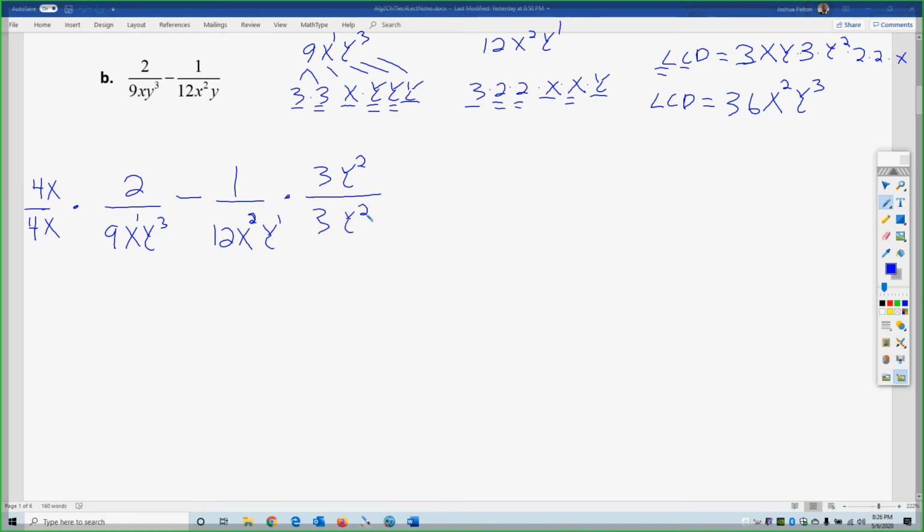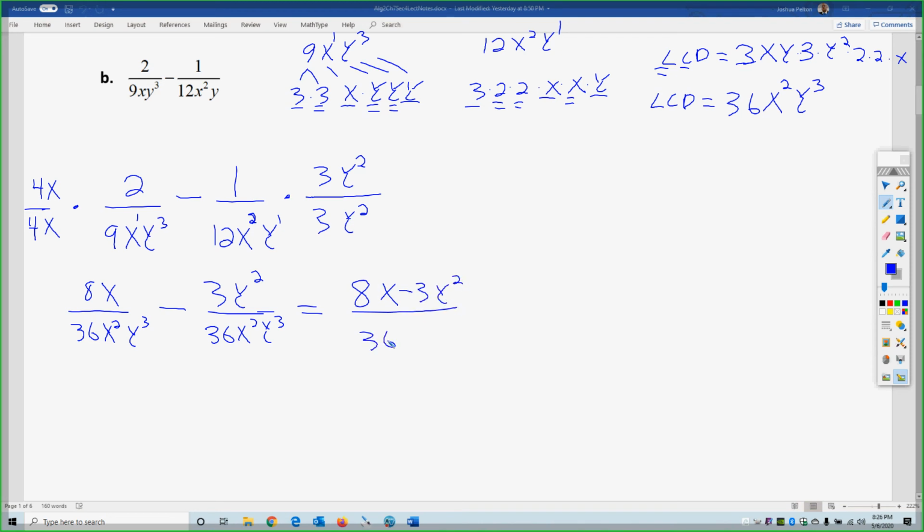Okay. So as a result, we get 8x over 36x squared y cubed minus 3y squared over 36x squared y cubed. So for now, we can actually subtract the numerators, which are not like terms, but that's fine. The point is to get one singular term, which is considered simplified, over 36x squared y cubed.